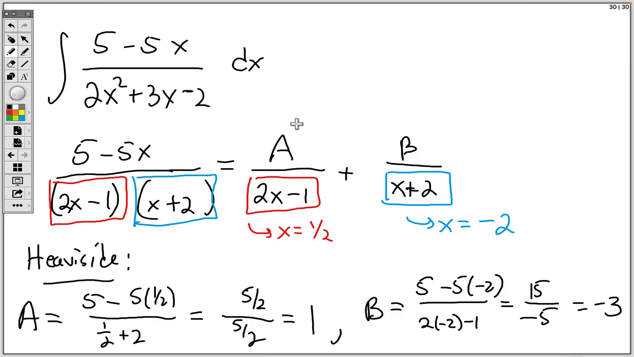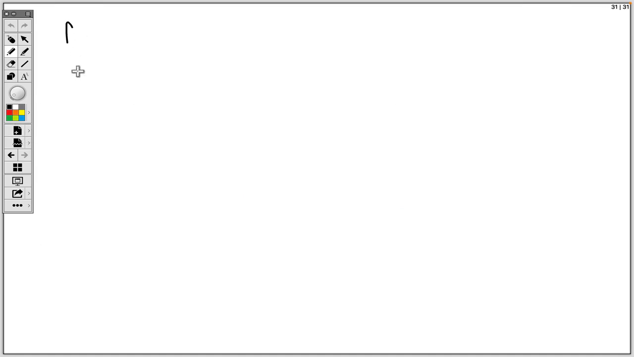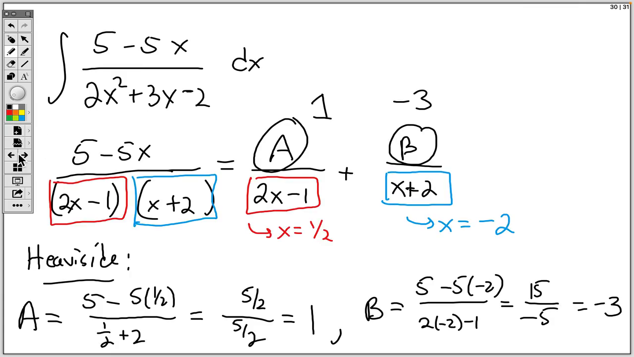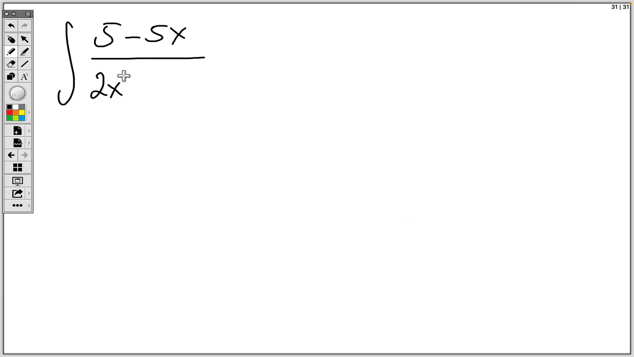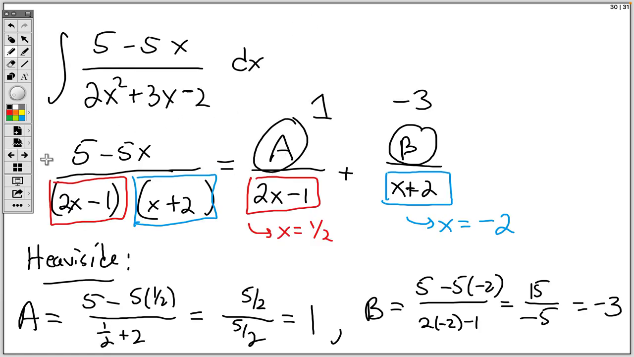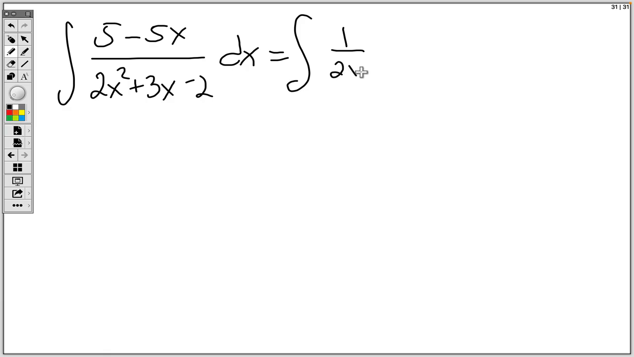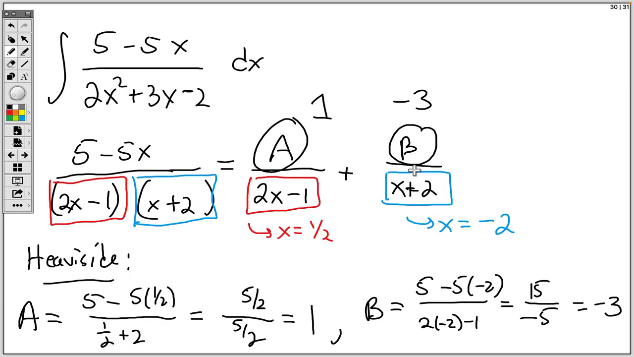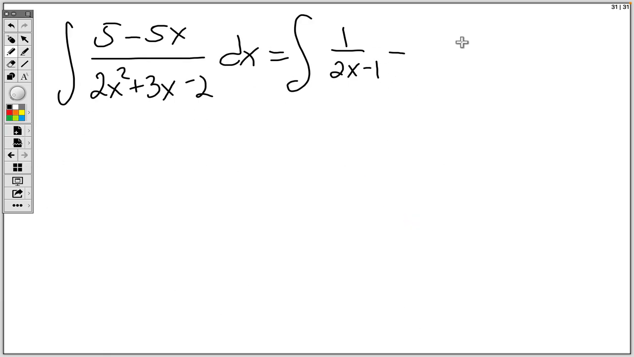And so then this tells us our partial fraction decomposition. We've got a 1 for a, so that's going to be 1. B is going to be a negative 3, and now we're all set. The integral of 5 minus 5x divided by 2x squared plus 3x minus 2 dx is the same as the integral of 1 over 2x minus 1 minus 3 over x plus 2.